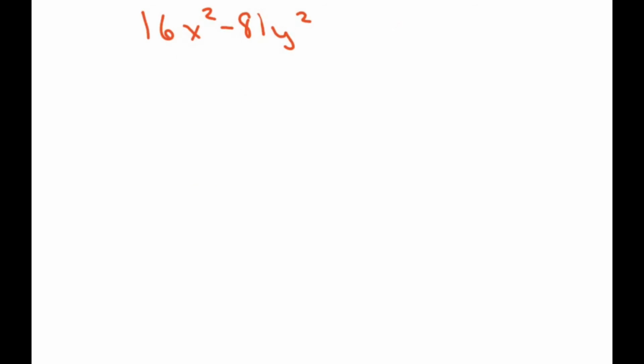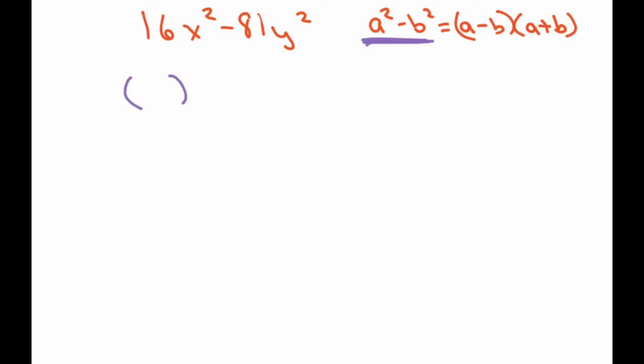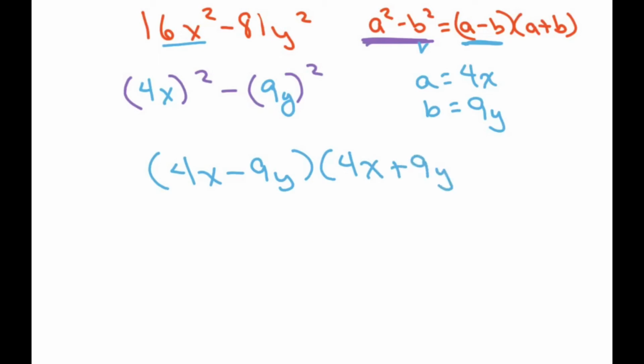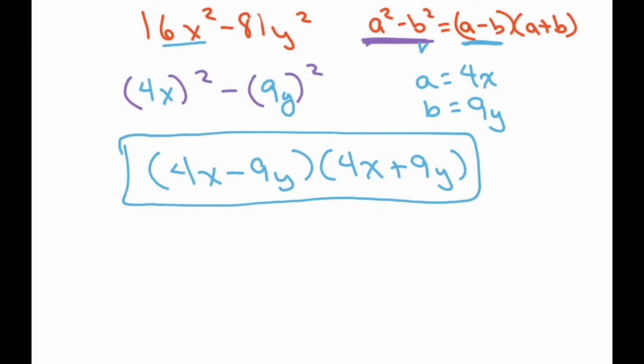All right, on this one, I'm going to use the fact that a squared minus b squared equals a minus b, or you could put a plus b first if you want, times a plus b. So I want it to look like this. So what I'm going to do is write square here. And my a in this case would be 4x, because 4x squared equals 16x squared. And my b would be 9y. So now I have my a is 4x, and my b is 9y, and then you just expand. So you have 4x minus 9y, this is that part, and 4x plus 9y. And that's it.